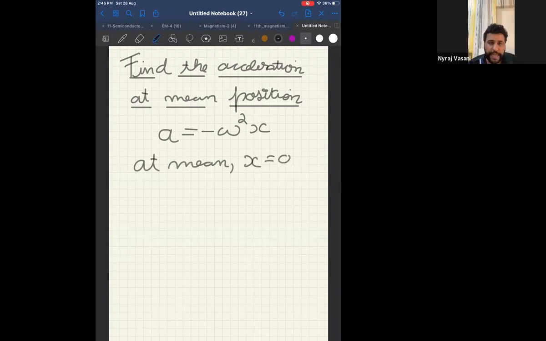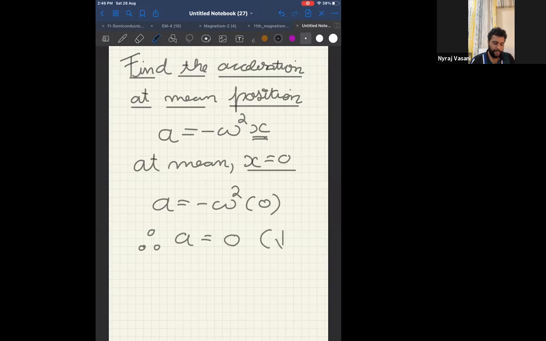At mean position, my displacement is 0. At mean position, x is equal to 0. Therefore, if I put x equal to 0 over here, can I say therefore acceleration at mean position is 0?